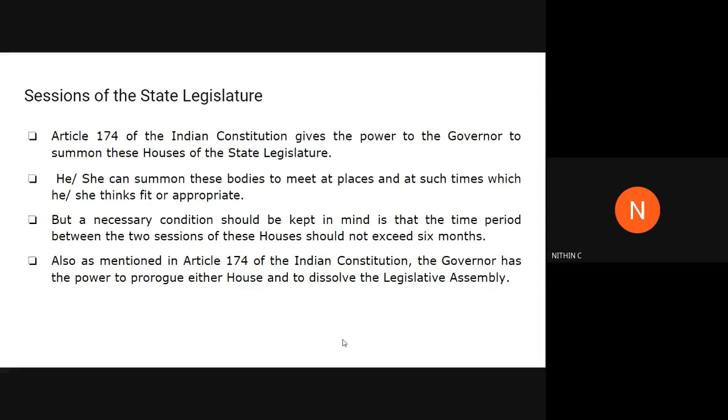So we were actually dealing with module 4. In module 4, we are discussing the state executive. We have seen the different organs of the state executive so far: the state government, the different hierarchical levels of the state executive, the functions of the governor, council of ministers and chief minister, then the attorney general.